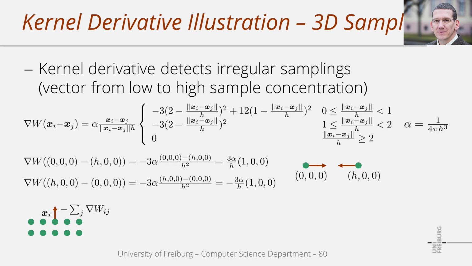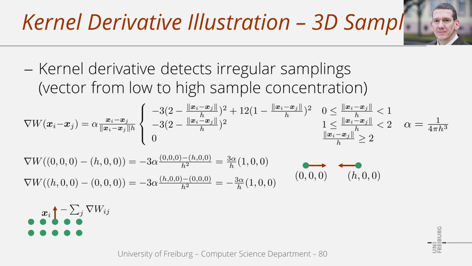A practical application of this property is actually the estimation of surface normals. Here we have some particles, and if we compute the sum of the kernel gradients at any of the surface particles, then we get the negative of the surface normal at that position. As the kernel gradient points from low to high sample concentrations, the negative of the kernel gradient points away from the particles. If we compute the sum of the kernel gradients inside a particle system, then we get 0.